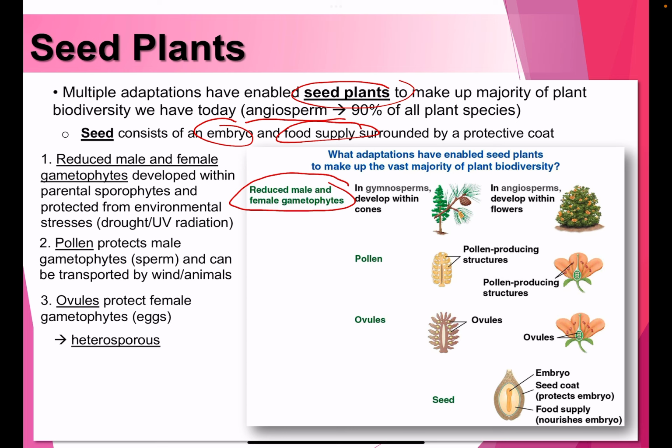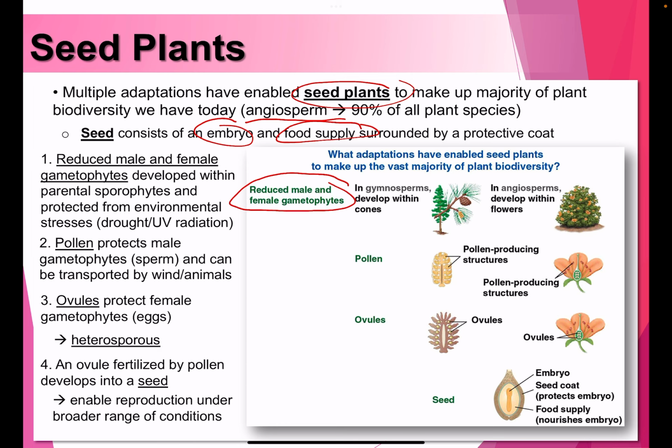And all seed plants are what we call heterosporous. And if we remember from the last chapter, heterosporous means that you do have two different gametophytes that are being generated. There is no single organ generating both sperm and egg at the same time. You have two separate things that generate sperm and egg when we're talking about heterosporous.